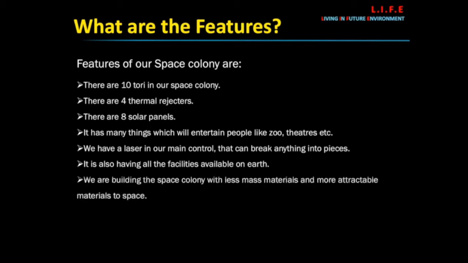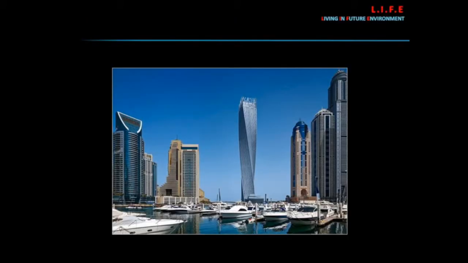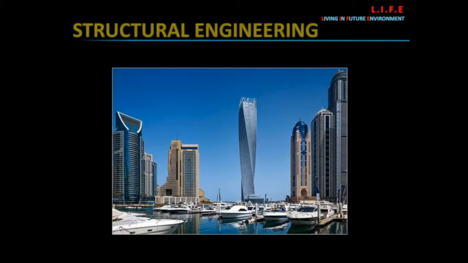We are building the space colony with less mass materials and more attractable materials to space. We are using electrical vehicles in our space colony as we should not pollute our space colony. Our location is in L5 because it is very stable, and L1, L2, L3 are not so stable. So let's begin with structural engineering.